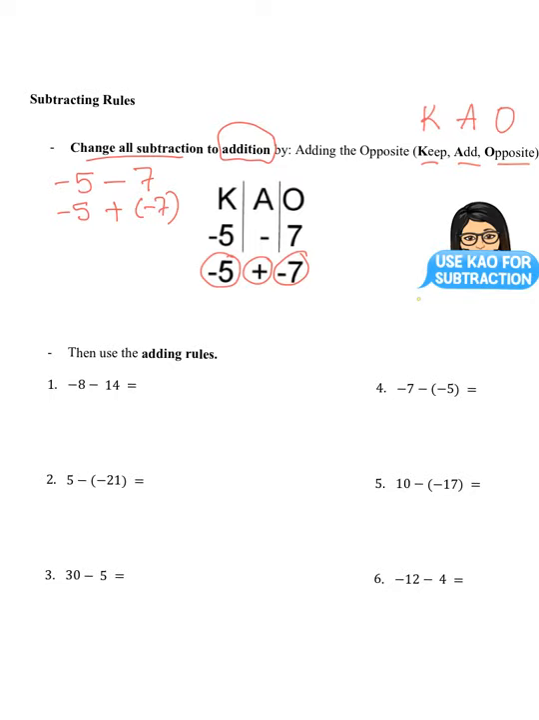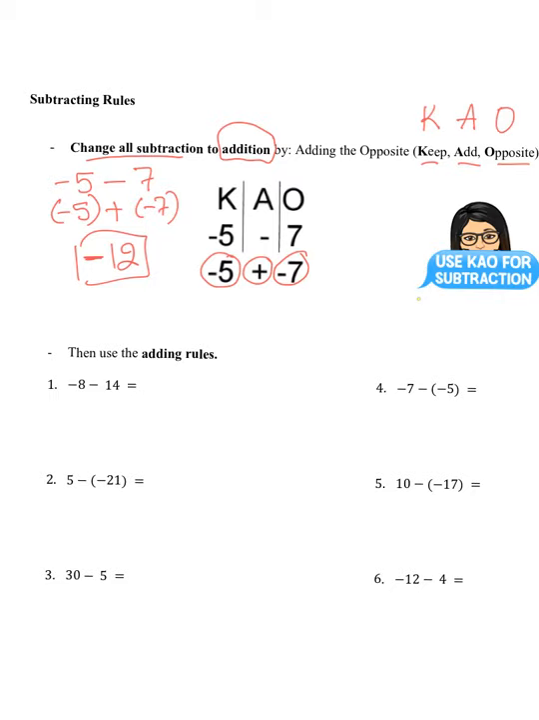Same side, add and keep. Different side, subtract. So this is the same side because -5 and -7. So we add and keep the side. So that's your answer. Okay, we use the adding rules for this. Let's practice 1 to 6. We're going to convert, and we're going to change all subtraction to addition.